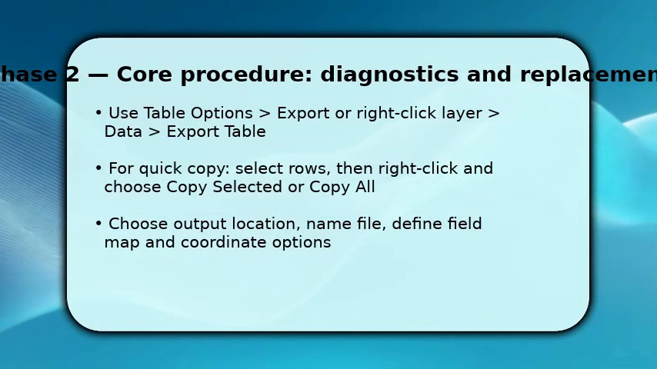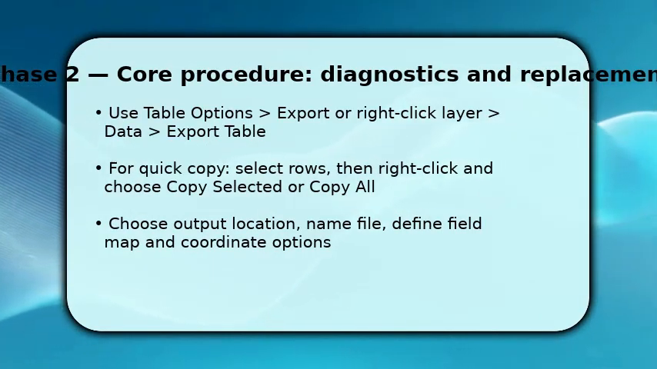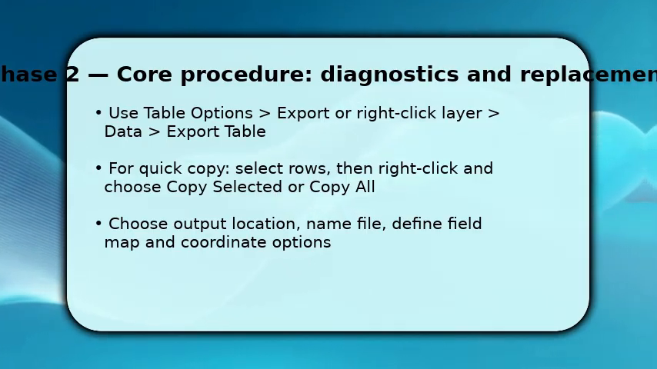Now you execute the copy or export. If you need a reusable file, use table options, then export. Pick the output type and configure field mappings. This preserves field names and types.